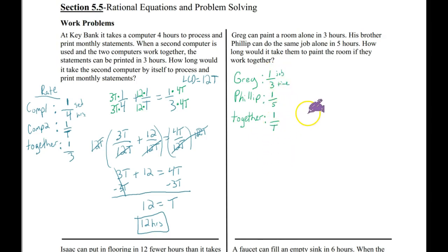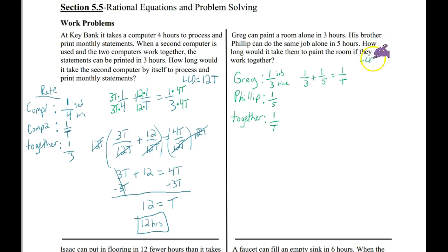Sometimes what I see students do is try to find the average of these two and just say, well, if it took him 3, it took him 5, then it must be 4. But let's go ahead and solve and see what happens. The rate at which Greg can work plus the rate at which Philip can work will be the rate at which they can work together.